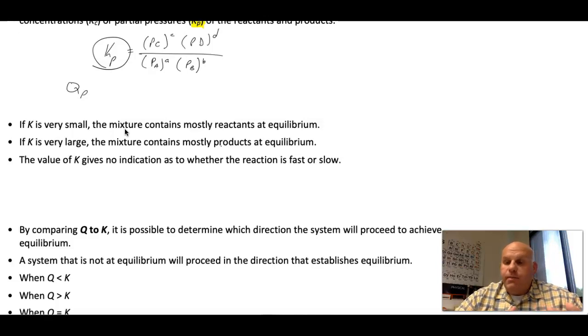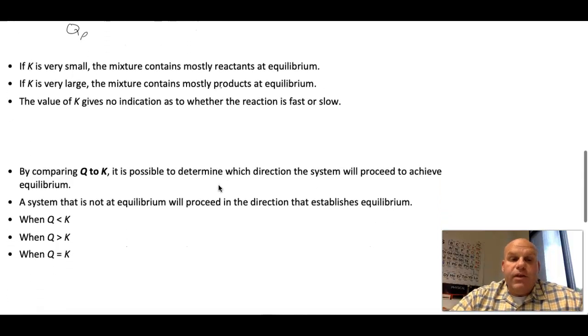So before we start to compare Q and K, let me first just talk about the magnitude of K. So if K is very small, the mixture contains mostly reactants. So if we think about that, since it's products over reactants, if that is a small number, then that means the reactants is going to be larger, and so it's going to contain mostly reactants at that point in time. Obviously, the opposite case tells us that we have mostly products.